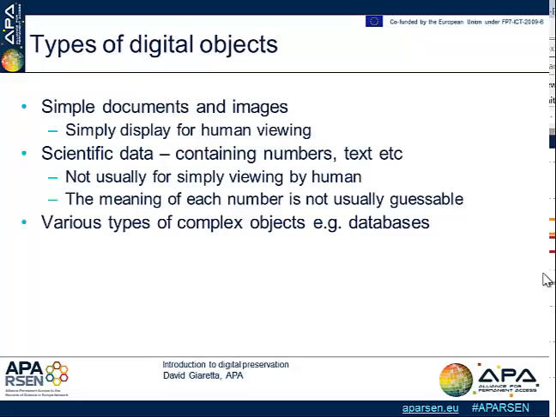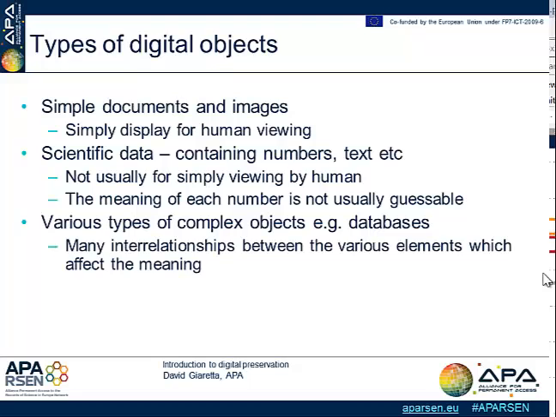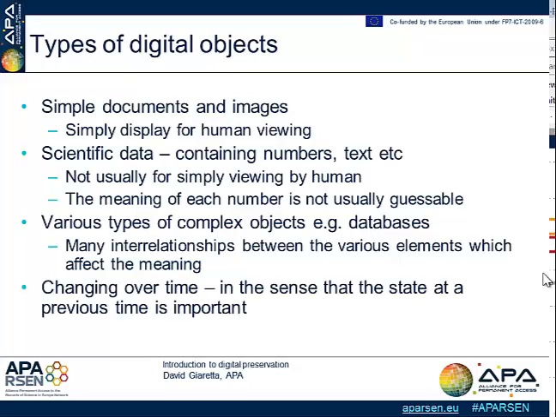There are also other sorts of digital objects, even more complex. They can be scientific data as well, but for example, databases where the interrelationships between the elements affect the meaning. And there is a type of digital object that changes over time, strange in terms of digital preservation, but we may need to preserve the state at various points of time, and that introduces another set of challenges, for example with annotations.